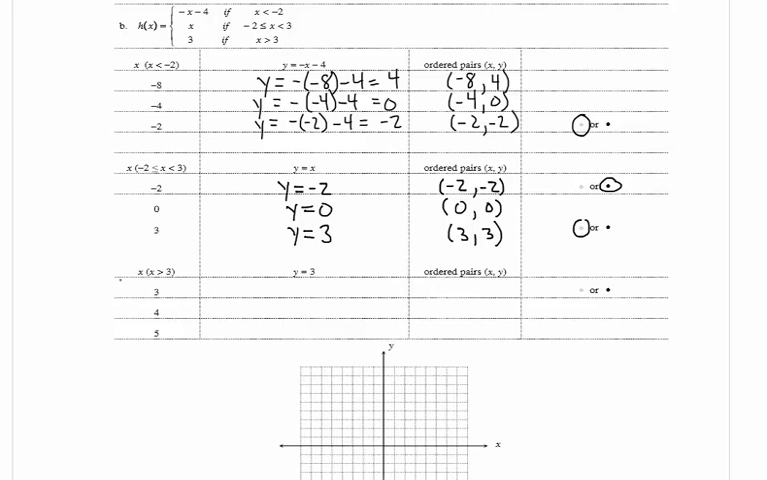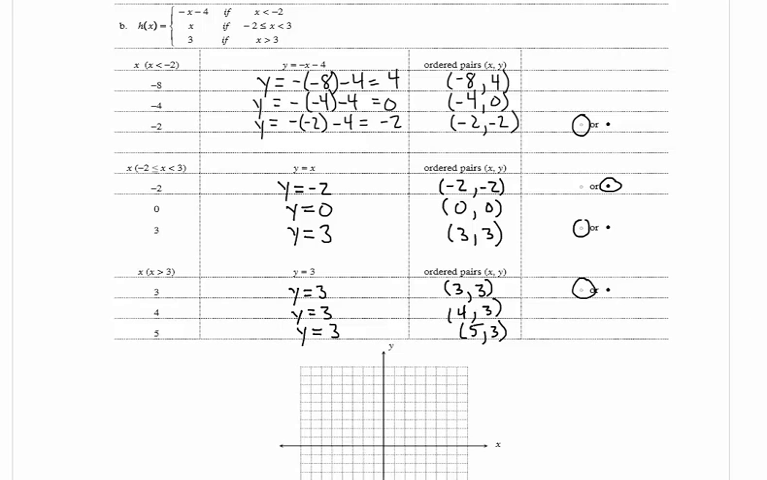And for the piece of the function defined by 3, we're going to evaluate 3, 4, and 5. And regardless of what the x value is, the y value is always going to be 3. So we're going to have y is equal to 3 all the way down, which means that we have a horizontal line. So our ordered pairs are going to be 3, 3, 4, 3, and 5, 3. And at 3, which is an endpoint, we look at our individual domain, and 3 is not included, so we're going to have an open circle.